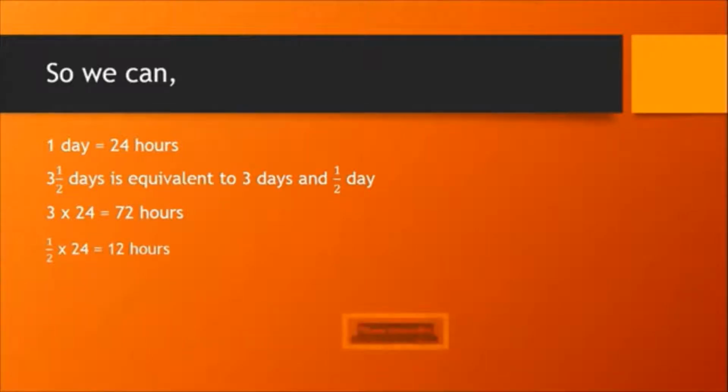Or you can just think, what's the half of 24? That's 12. Or you can also multiply it by half, so 1/2. 24 divided by 2 times 1. Still, we got the answer of 12.